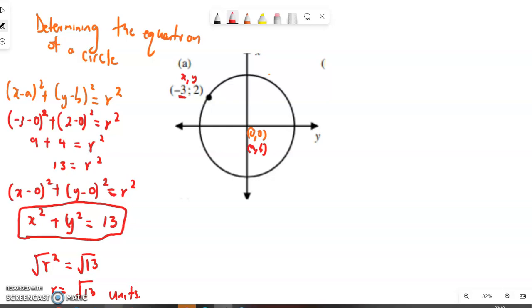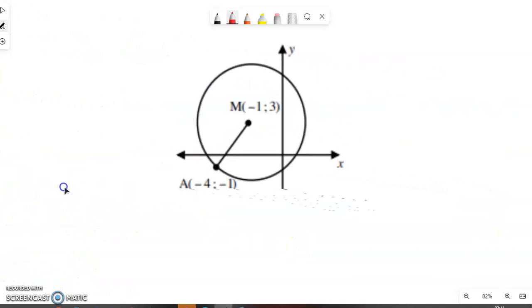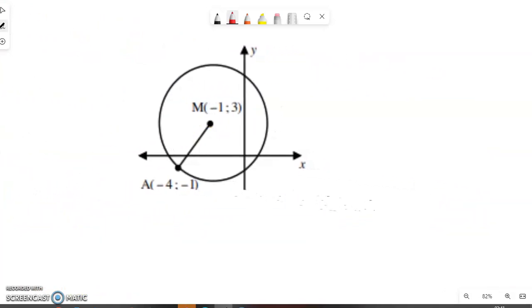Alright, let us continue and check if now you are given a circle which is not centered at the origin. This one is centered at M. Point M is our center, so we are required to calculate the equation for this particular circle. So again, it's (x minus a) all squared plus (y minus b) all squared is equal to r squared.